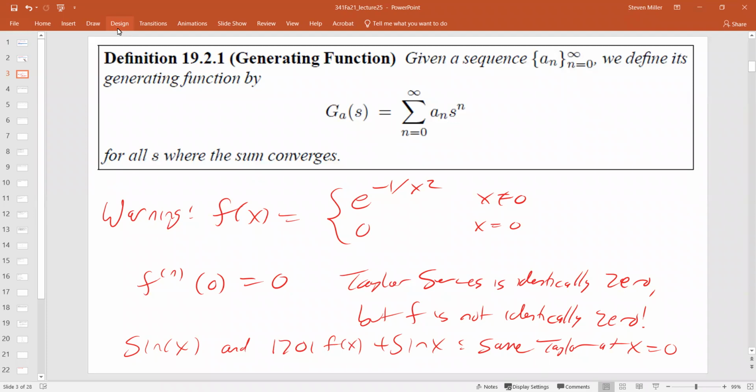Why is this problematic for us in probability? Well, instead of Taylor series, what we're going to have is moments. And the hope is that if we know the moments of a probability distribution, that uniquely determines the probability distribution. Turns out that is false. The moments do not uniquely determine it.